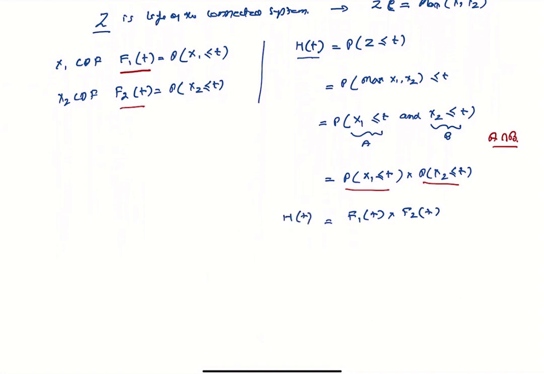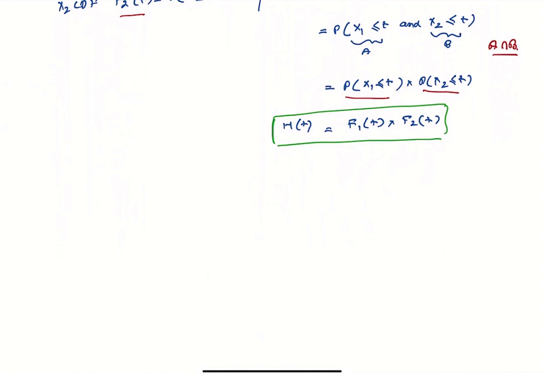So we now can calculate the CDF H(t). Once we have the CDF H(t), if we want to calculate the PDF of H(t), how do we calculate the PDF? We calculate the PDF by differentiating it. So all we have to do is differentiate it, that is dH over dt. And now we have to use the rule of differentiating a product of two functions.